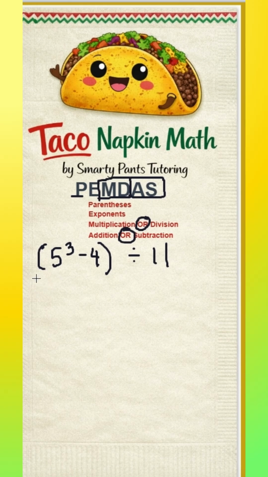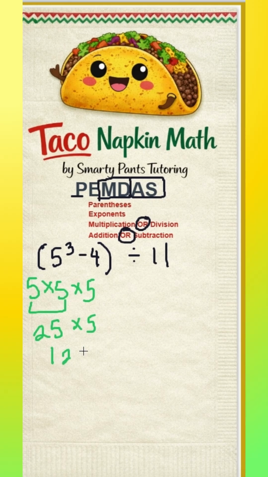Okay, what does that mean? That's 5 times 5 times 5. 5, 3 times, right? But we want to make sure we're multiplying it. So 5 times 5 is 25. 25 times 5 is 125.